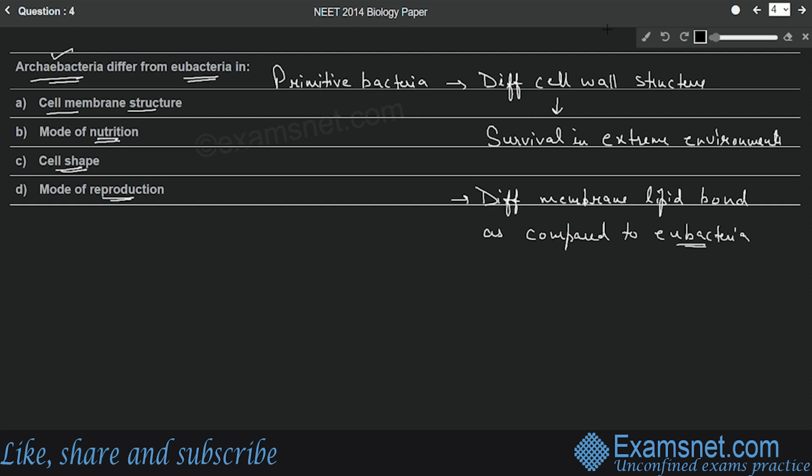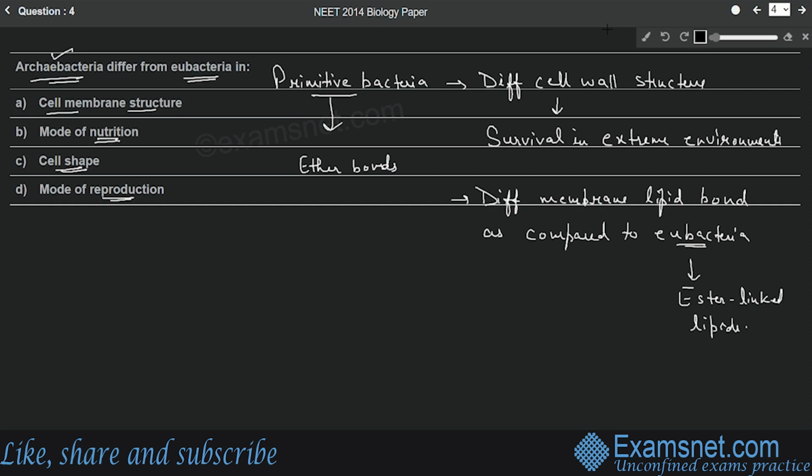So what type of membrane lipid bond do the archaeobacteria have? They have the ether bonds. Okay, so these have ether bonds, whereas the eubacteria have ester linked lipids.